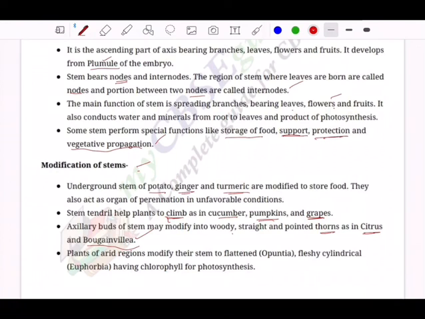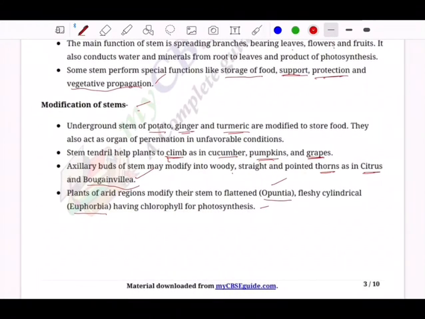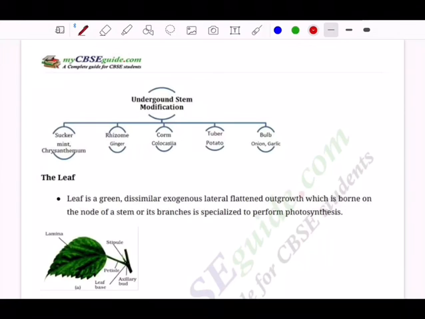Plants of arid regions modify their stem to flattened. Stem is flattened like in Opuntia, fleshy, cylindrical like in Euphorbia, having chlorophyll for photosynthesis. Normally, who is doing photosynthesis? It is the leaf having green color. But here in Opuntia and Euphorbia, the stem itself is becoming green and undergoing modification so that it can perform photosynthesis. So underground stem modifications: suckers like mint and chrysanthemum, rhizome, ginger, corm, that is colocasia, tuber, potato, and bulb, onion and garlic. All these are stem modifications.